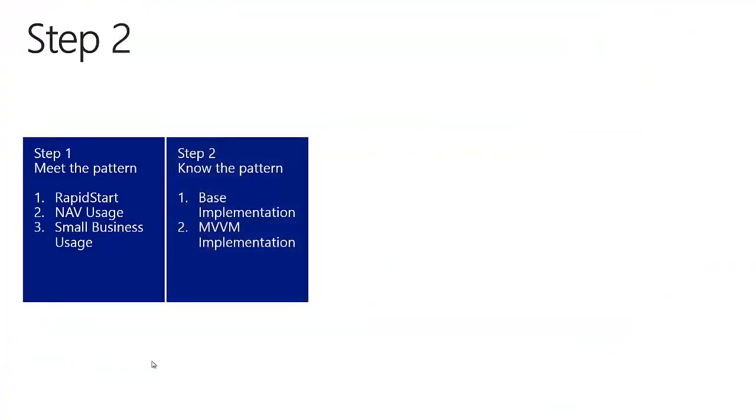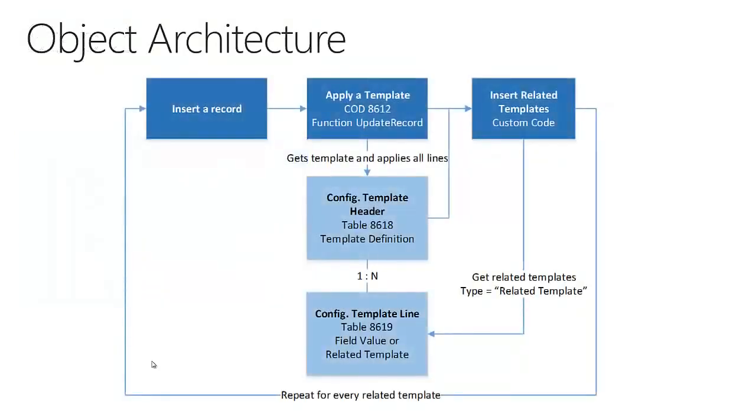Let's have a look at how this works from a technical perspective. As mentioned earlier in the video, the templates originated from Rapid Start tooling and can therefore be found in the object numbering range for this tool. By default, the template is applied after creating a master data record. This is done by codeunit 8612 in the function UpdateRecord. Let's have a look.